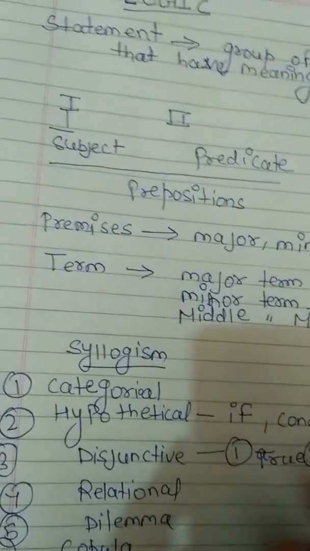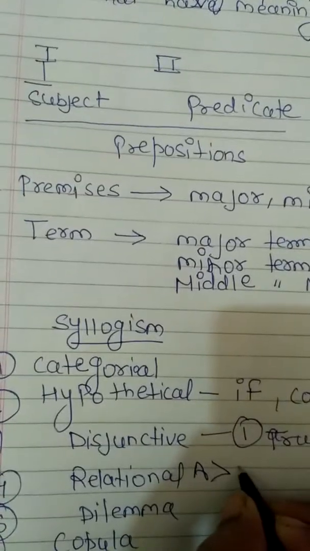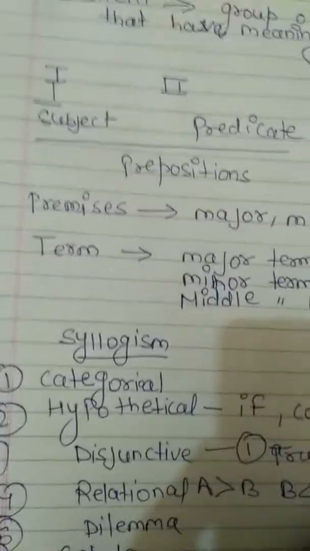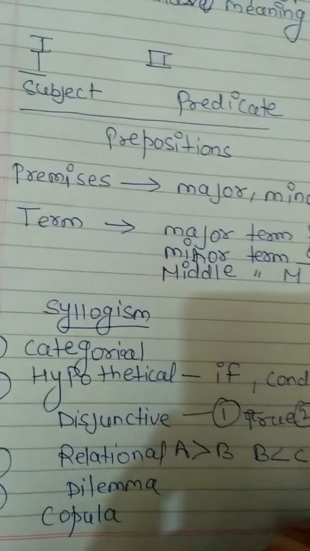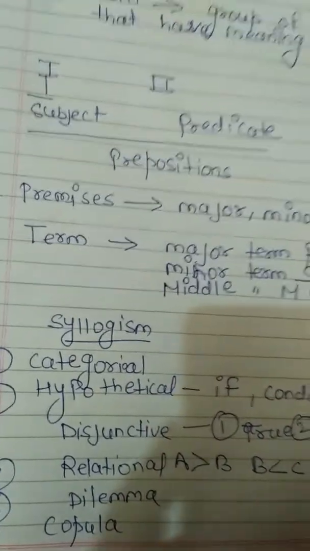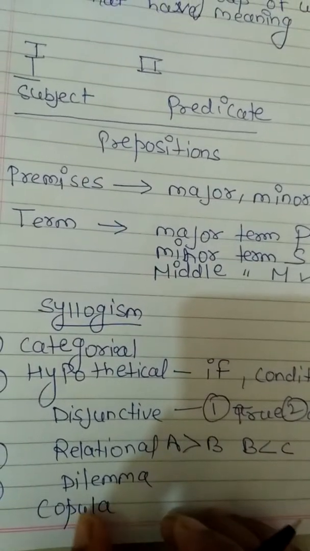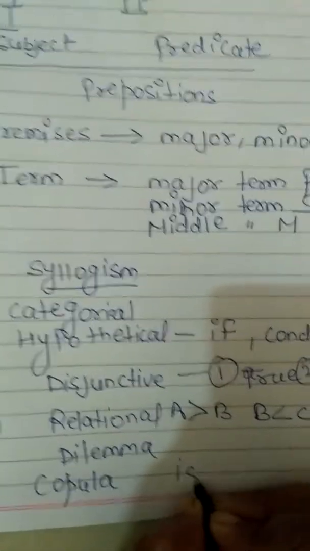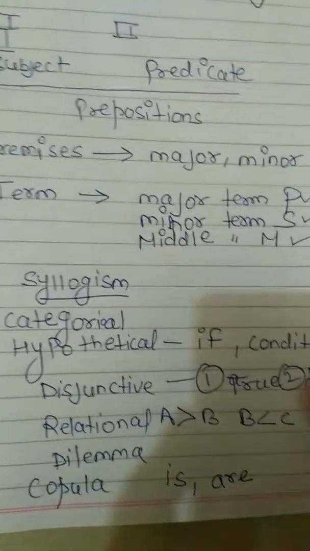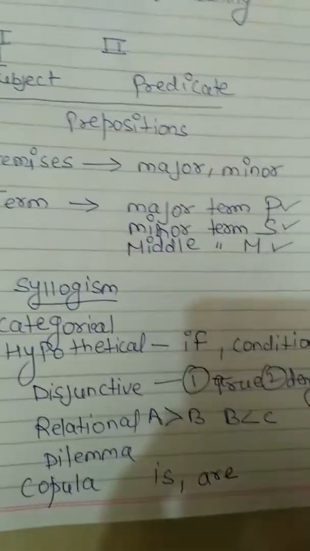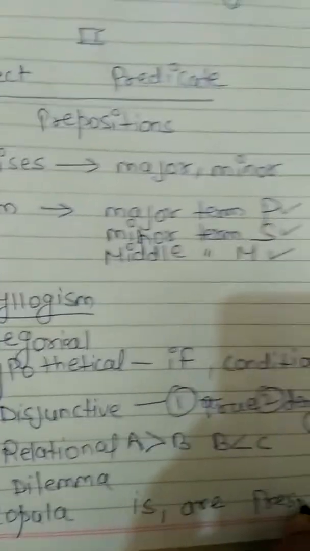Now relational. There is a relation, like A has some relation with B, or B has some relation with C. In dilemma, which means confusion, we have, for example, either they are reliable or superfluous. So in dilemma we use this type of syllogism. Now for the copula we use is and are. Logicians do not use was and were as copula because logicians always talk in terms of the present.